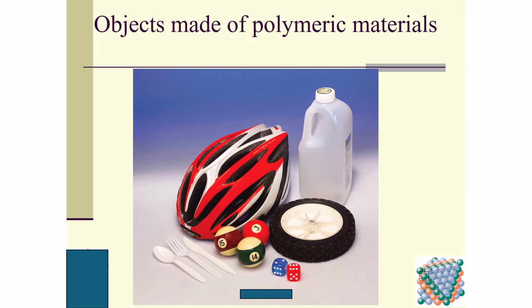This slide shows objects made of polymeric materials. We have a helmet, and these plastic utensils that we eat food with. We also have balls here, a small dice, and this wheel, and also this milk bottle and other bottles for beverages and other fluids.